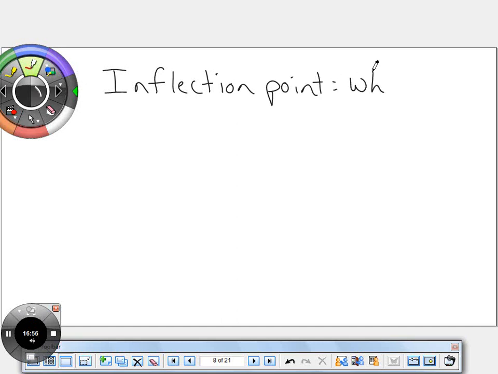Okay. Next thing, I want to talk about what an inflection point is. An inflection point is where the graph changes concavity.